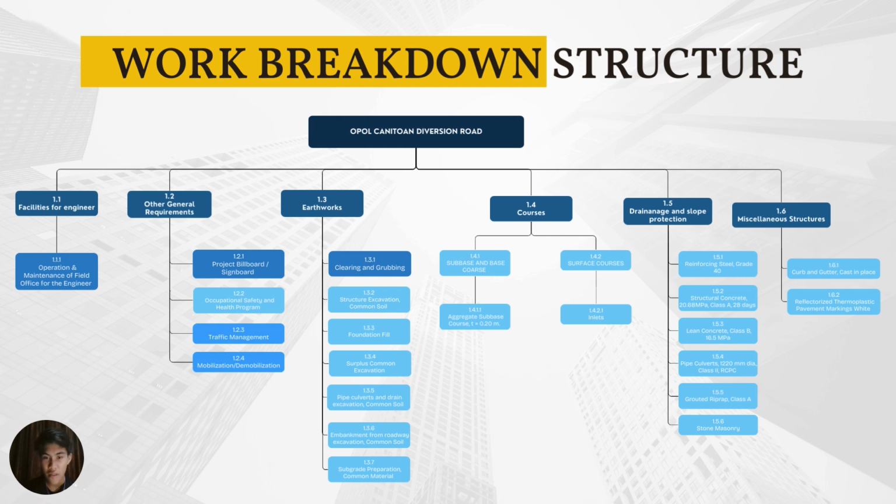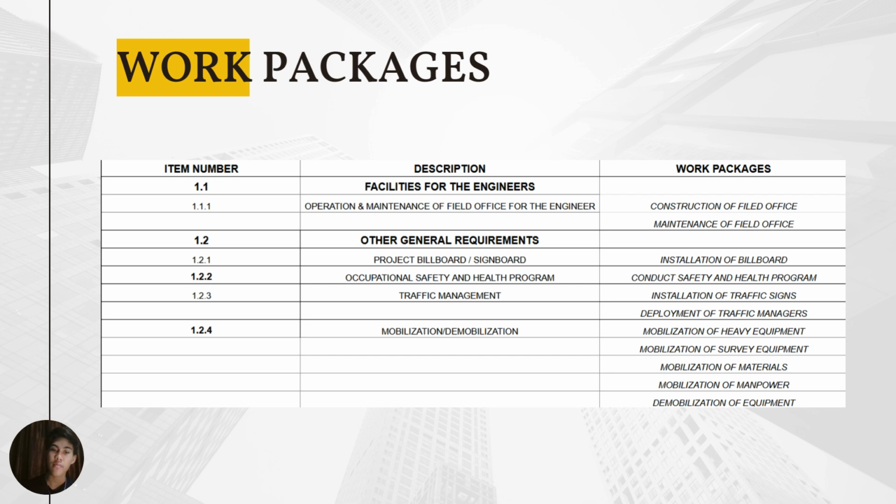Next, we have drainage and slope protection, which includes reinforcing steel grade 40, structural concrete, lean concrete, pipes and culverts, grouted riprap, and stone masonry. And lastly, miscellaneous structures, which contains the curbs and gutters and reflectorized markings.